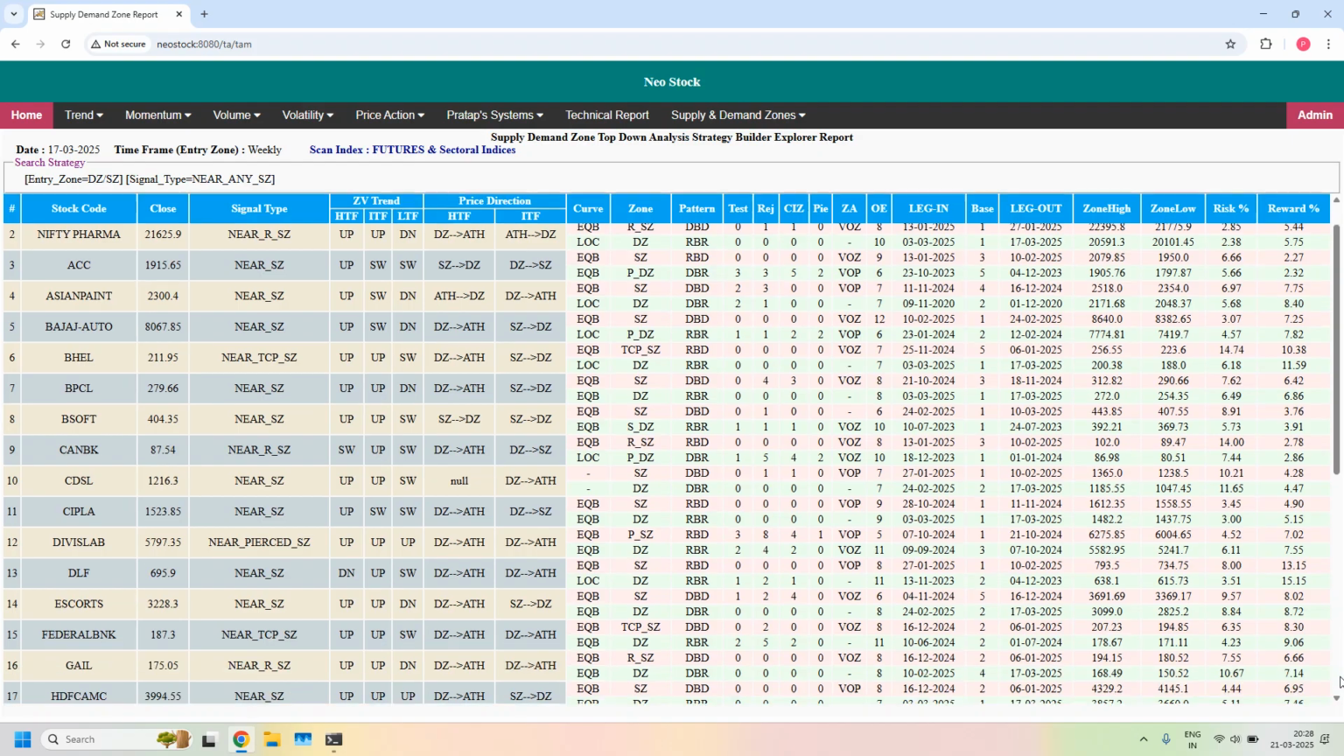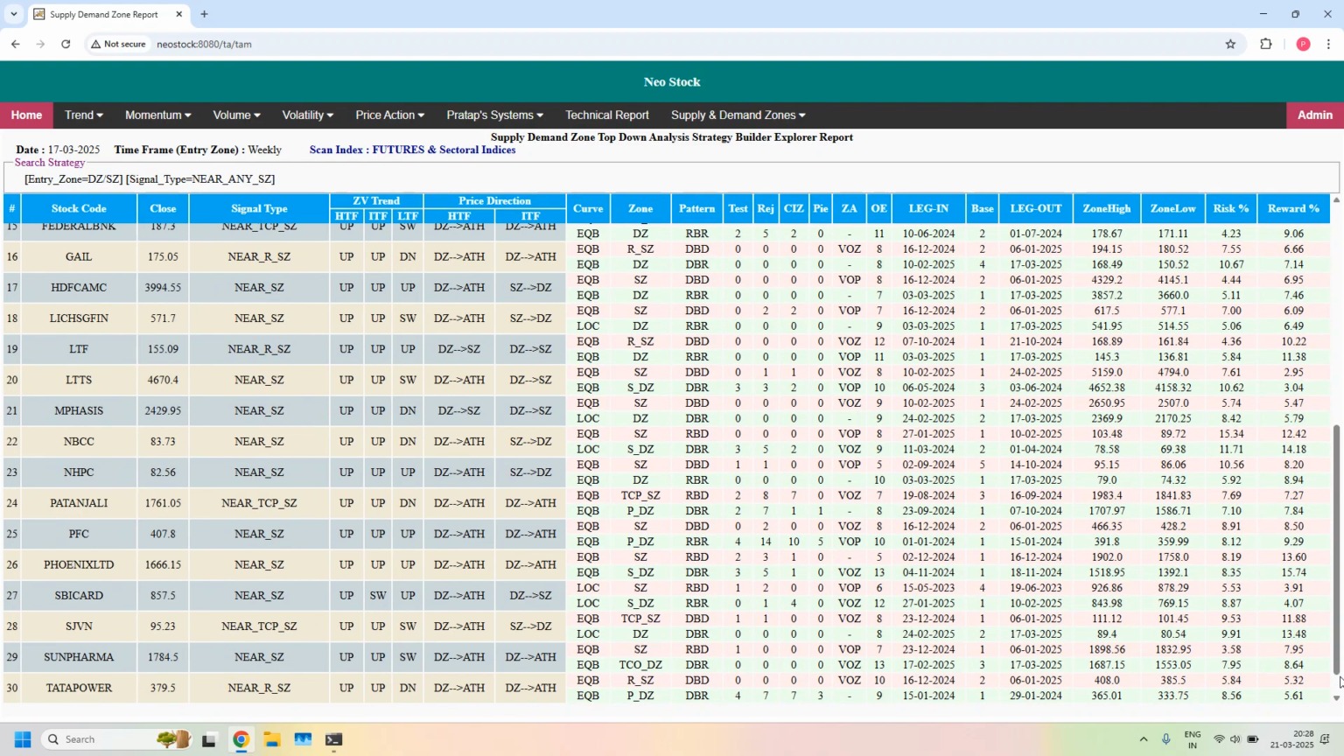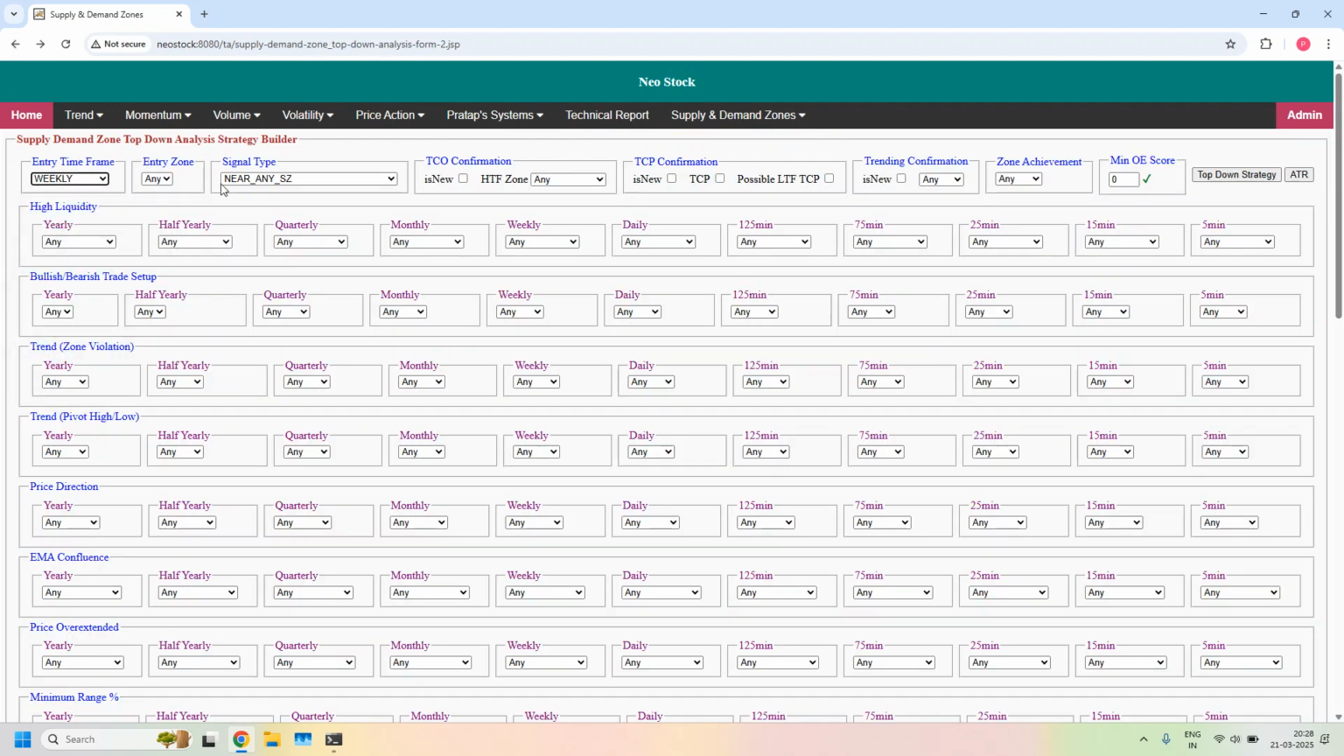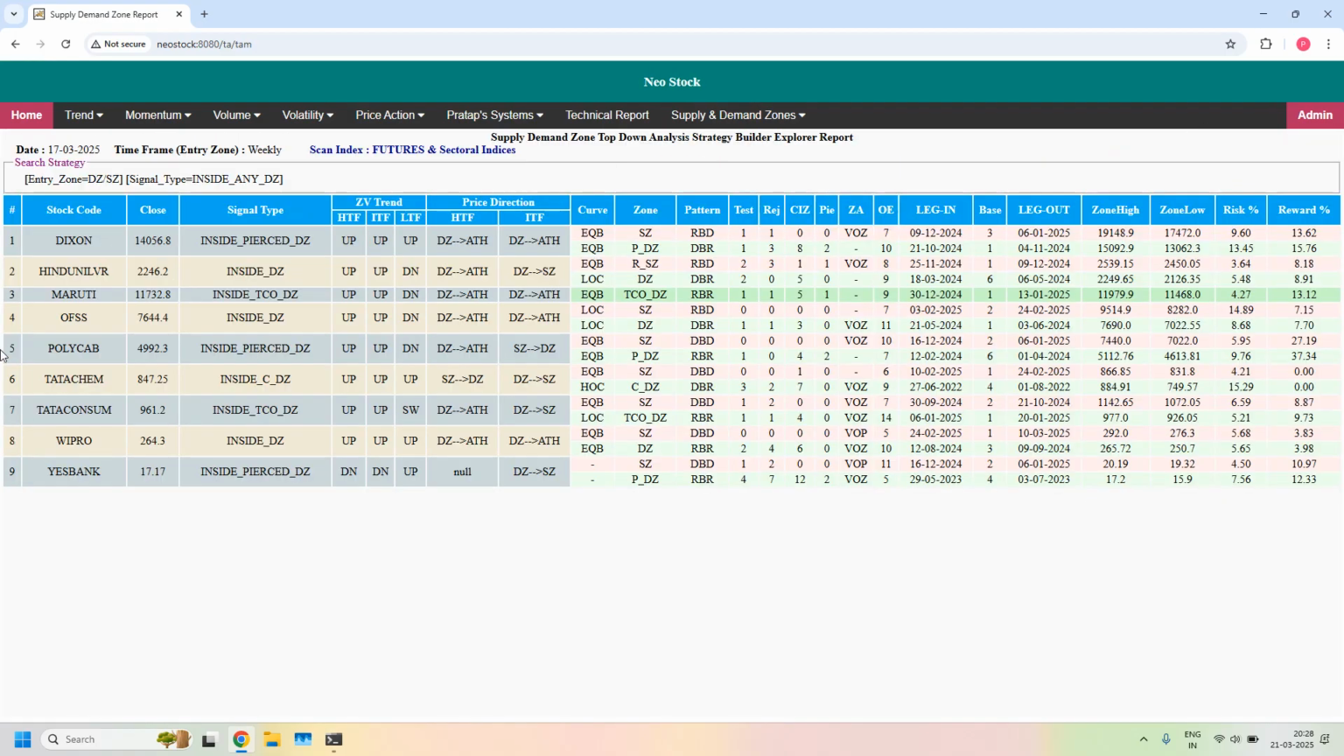Scrolling the list down. So 31 stocks are there near to the weekly supply zone. Next, weekly time frame, price closed inside the weekly demand zone. We got 9 stocks.